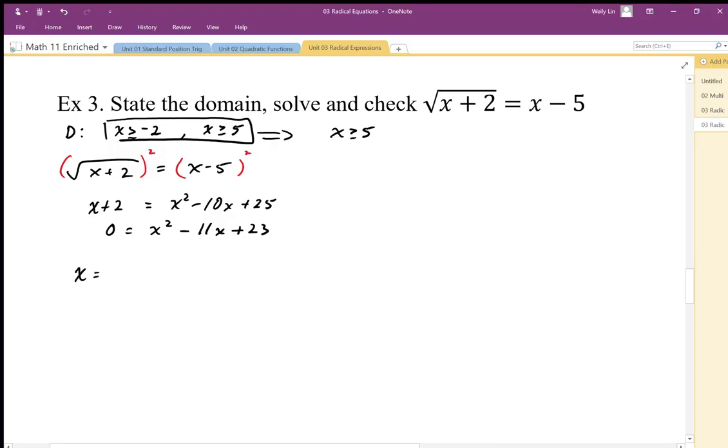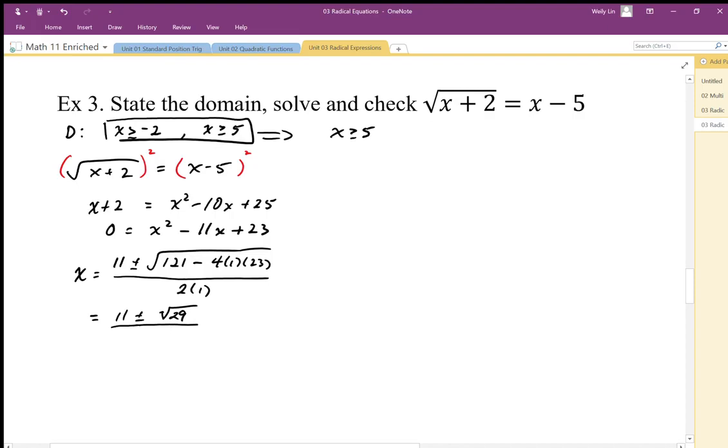So x is equal to the negative of -11, plus or minus the square root of 121 minus 4 times a times c, and this is all over 2a. Simplifying this, 121 minus, this looks like it's going to be 92. 4 times 23 is 92. So 121 minus 92 is going to give us 29. So square root 29, all over 2.